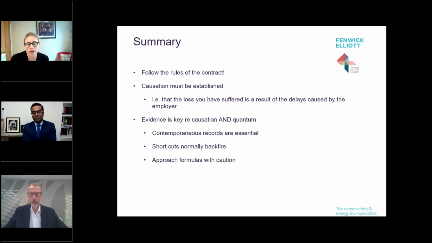You need contemporaneous records, even if it's an NEC and you're forecasting things. Shortcuts do normally backfire, although occasionally they succeed. And always approach formulas with caution, for the reasons that have been set out in the previous slides. And if you are going to use formulas, set out why and obey the rules for using them.